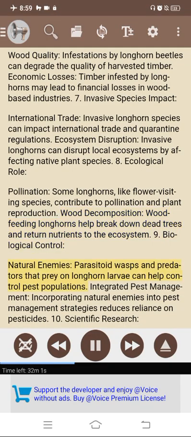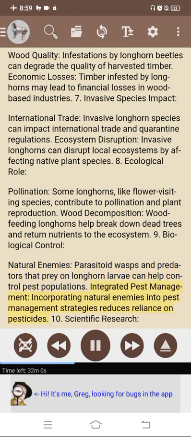9. Biological control. Natural enemies. Parasitoid wasps and predators that prey on longhorn larvae can help control pest populations. Integrated pest management. Incorporating natural enemies into pest management strategies reduces reliance on pesticides.